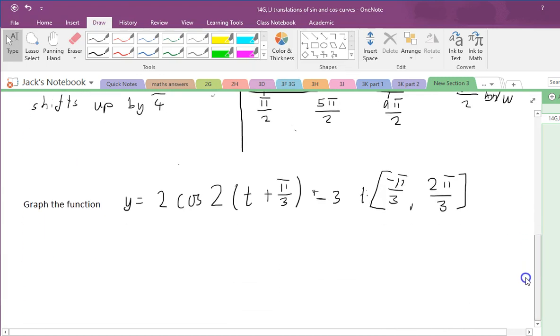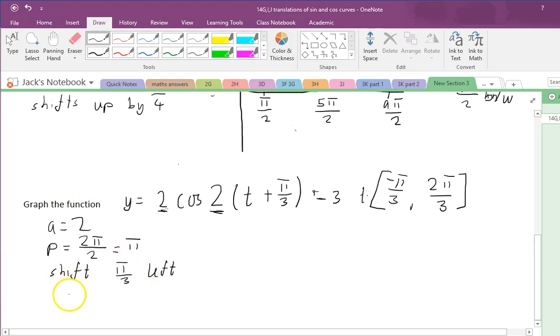Alright, so have a look at this second one. I'd like you to pause the video now and try and fill out what we need to know about this graph. Okay, so we know that A would be equal to 2, because we got this value here. The period, also n is equal to 2 here, so that's 2 pi over 2, which is equal to pi, so it completes a full cycle after pi. We know it shifts pi on 3 left, so the starting point is at negative pi on 3, and we shift down, negative 3.